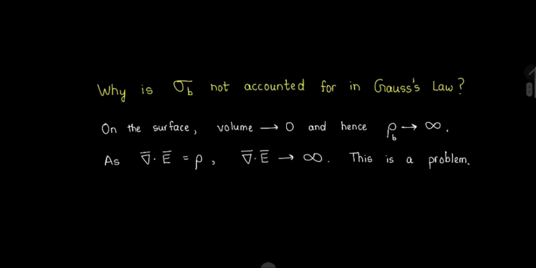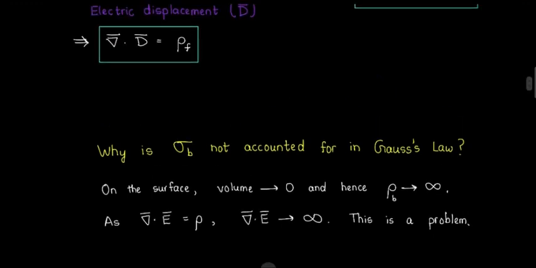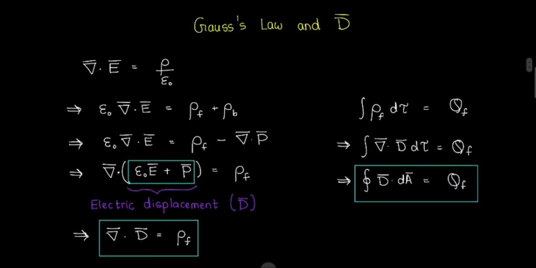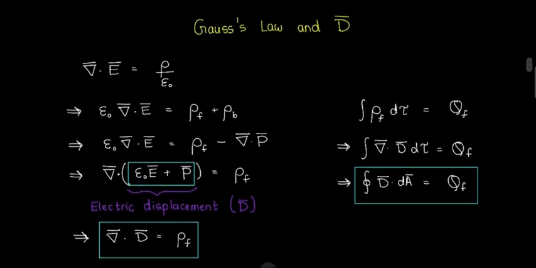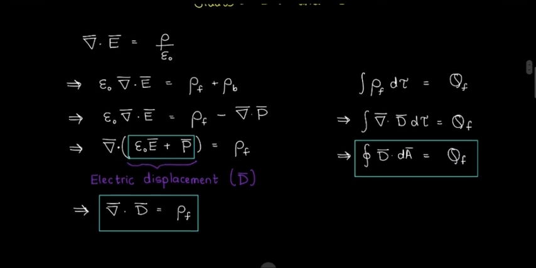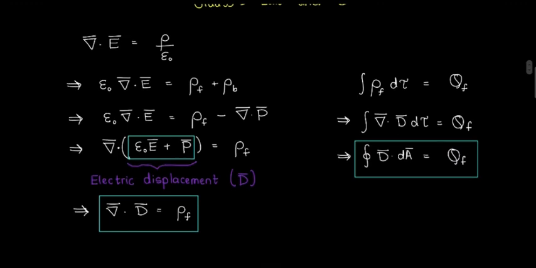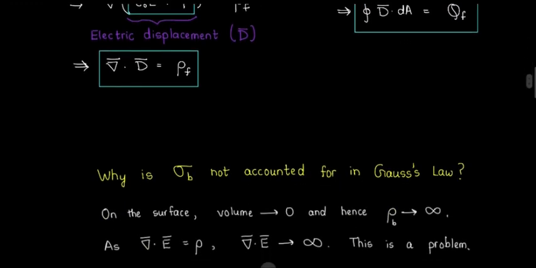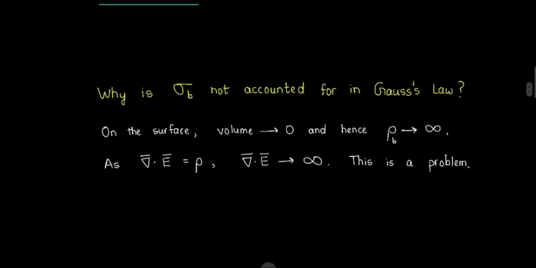There's some question there. They were asking why is sigma b not accounted for in Gauss's law, or why are we not using sigma b in Gauss's law for dielectrics? The reason was this one. If you think why is the question valid, wherever you see there is only rho f, there is no sigma f or sigma b or whatever. There is no sigma b anywhere in these equations. Okay, so this is the reason.